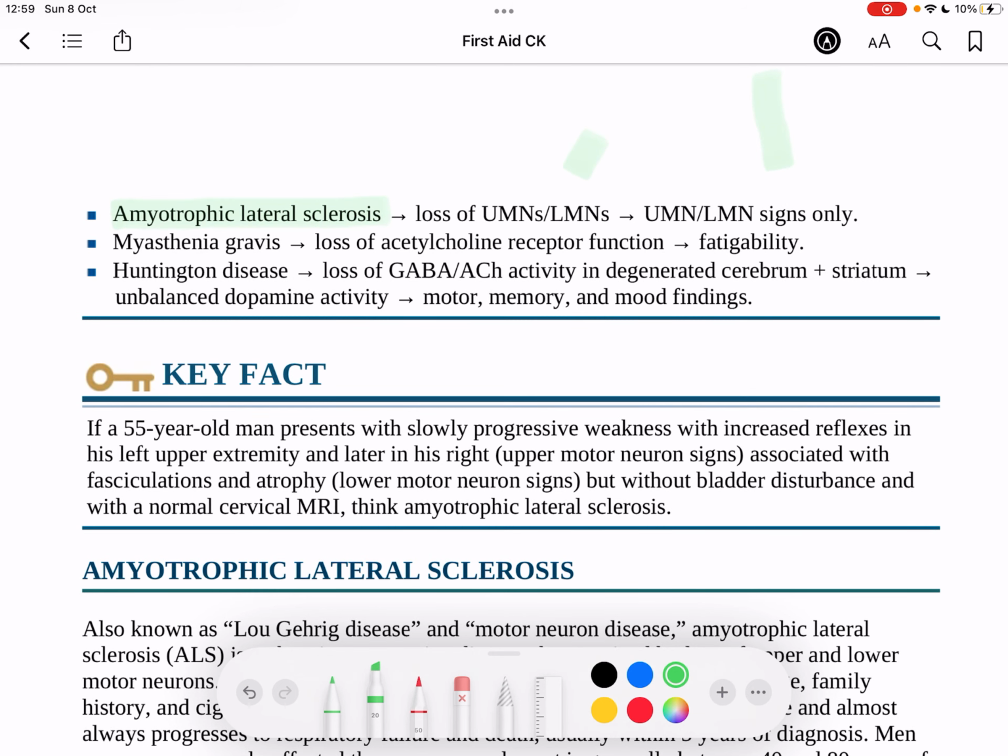ALS, which we will discuss next, is the loss of the upper and lower motor neurons. So we get upper and lower motor neuron signs, right? Like hyperreflexia, while at the same time having fasciculations. But there's going to be no sensory changes and rarely dementia. Myasthenia gravis, we know this is a loss of the acetylcholine receptor function, so the patients get fatigable muscles. And then Huntington's disease, which we've already mentioned, is a loss of the GABA and acetylcholine activity, usually in the cerebrum, but more seen in the striatum. And that causes an unbalanced dopamine activity, which causes more movement and memory and mood findings.